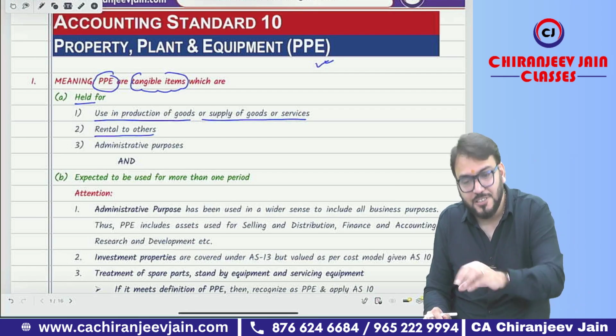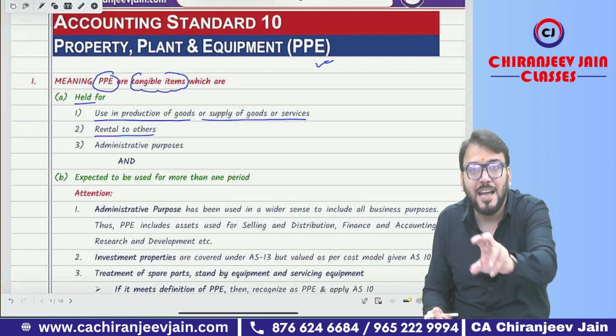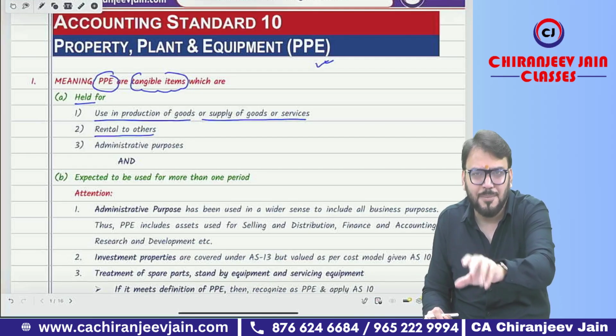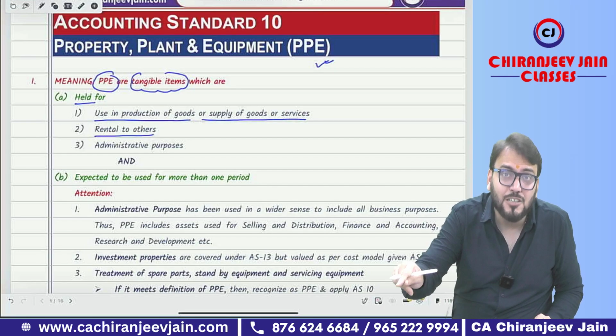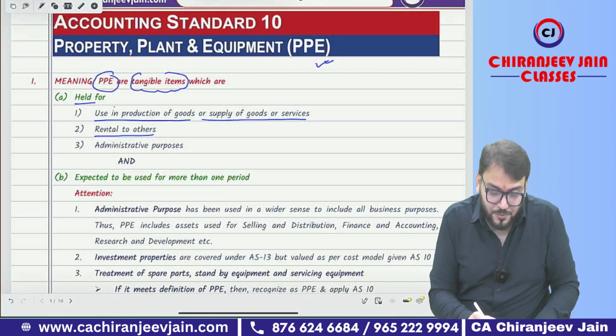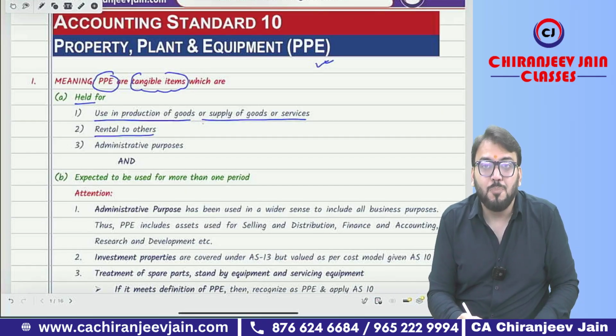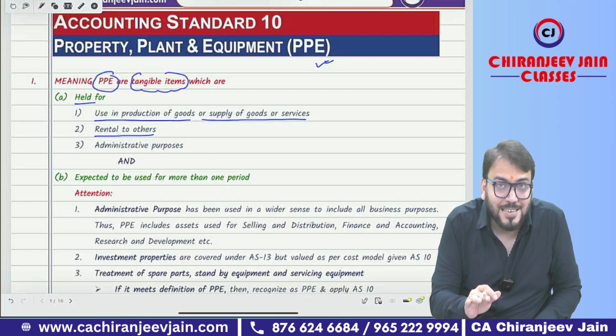So I have an office. This is the studio, and I have an office where all my employees will sit and do all the accounting work and other activities, whatever is required for my business. So whatever asset they are using, that is also property, plant and equipment. Understood? So any item used for production of goods, for providing goods or services, for rental to others, or for admin purpose will be PPE.